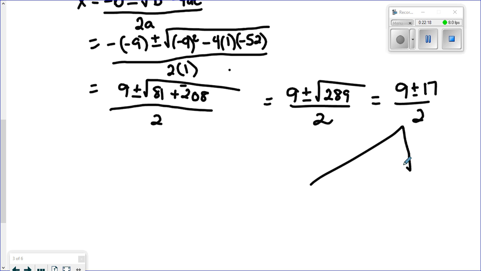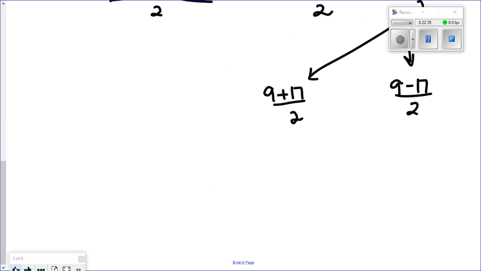So we want to look at these two situations that come from this middle part. We want to look at 9 plus 17 divided by 2, and 9 minus 17 divided by 2. So these are our two situations that we need. 9 plus 17 is equal to 26. 26 divided by 2 is 13. So that's our x equals 13. 9 subtract 17 is -8. -8 divided by 2 is -4.